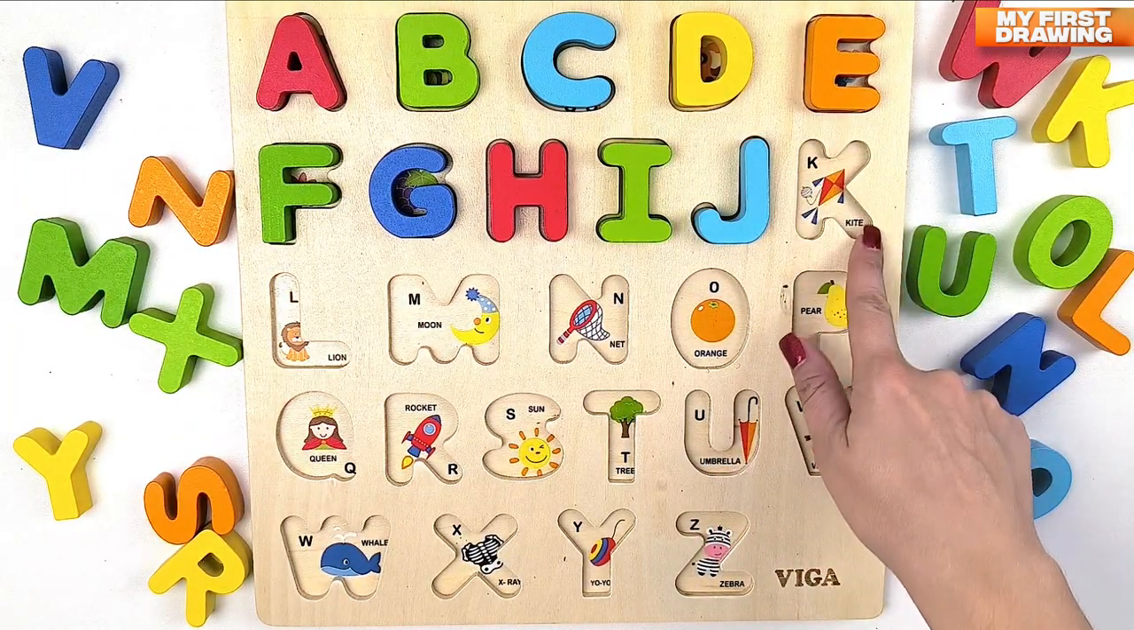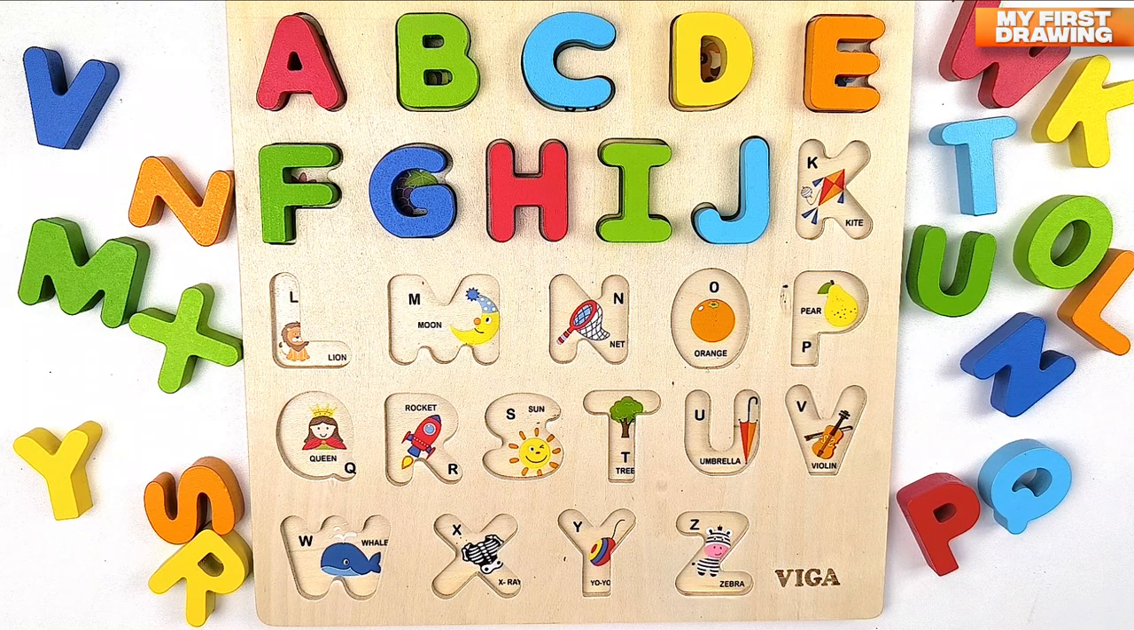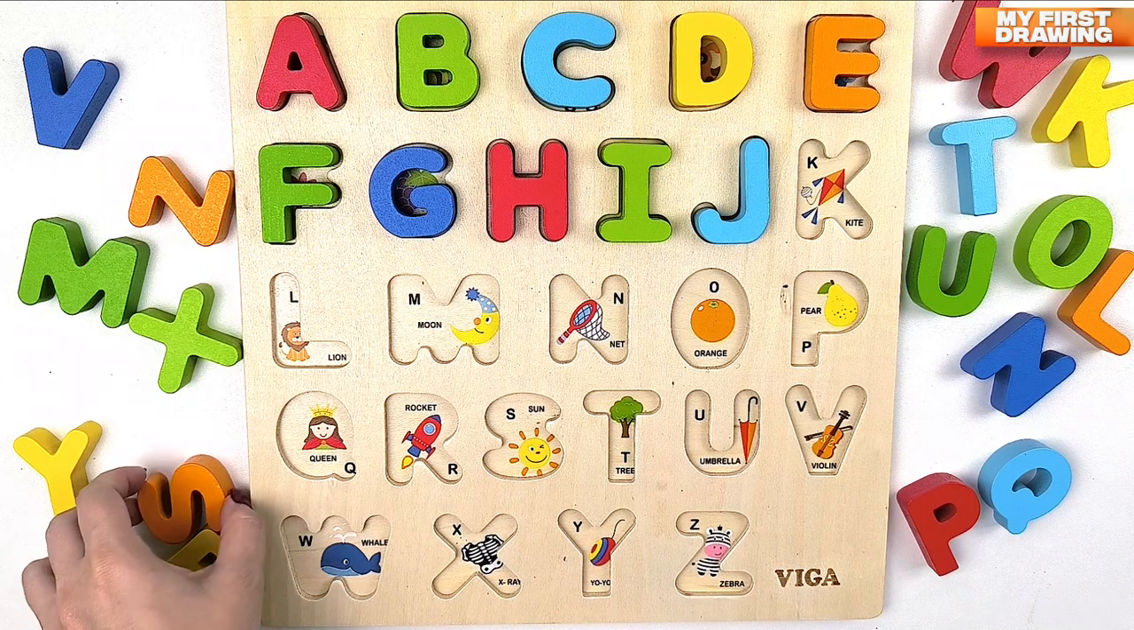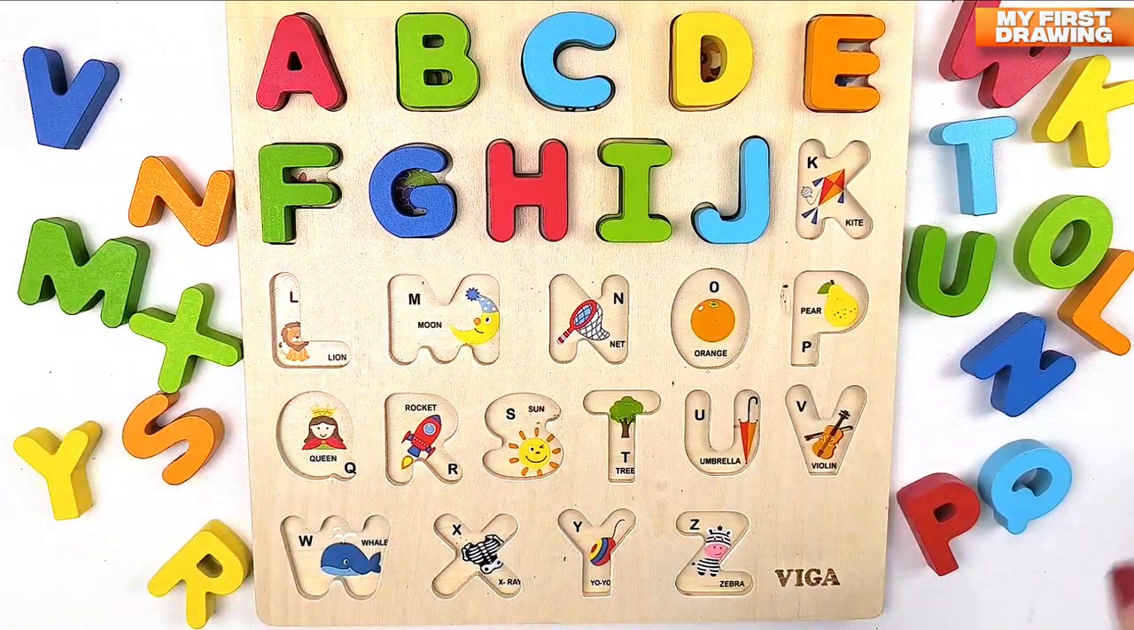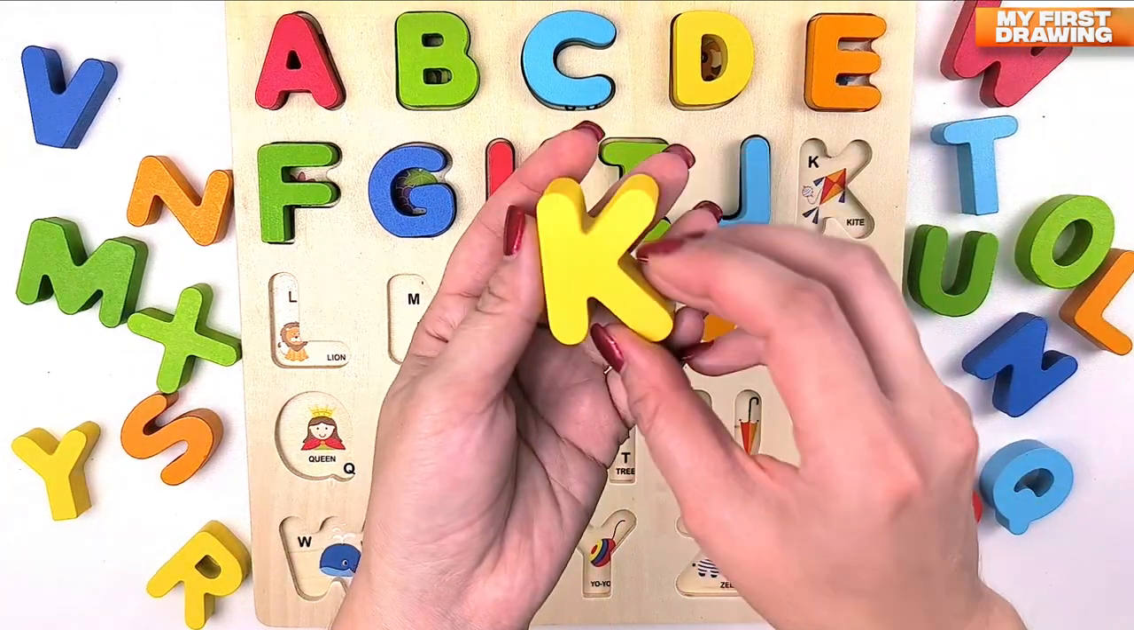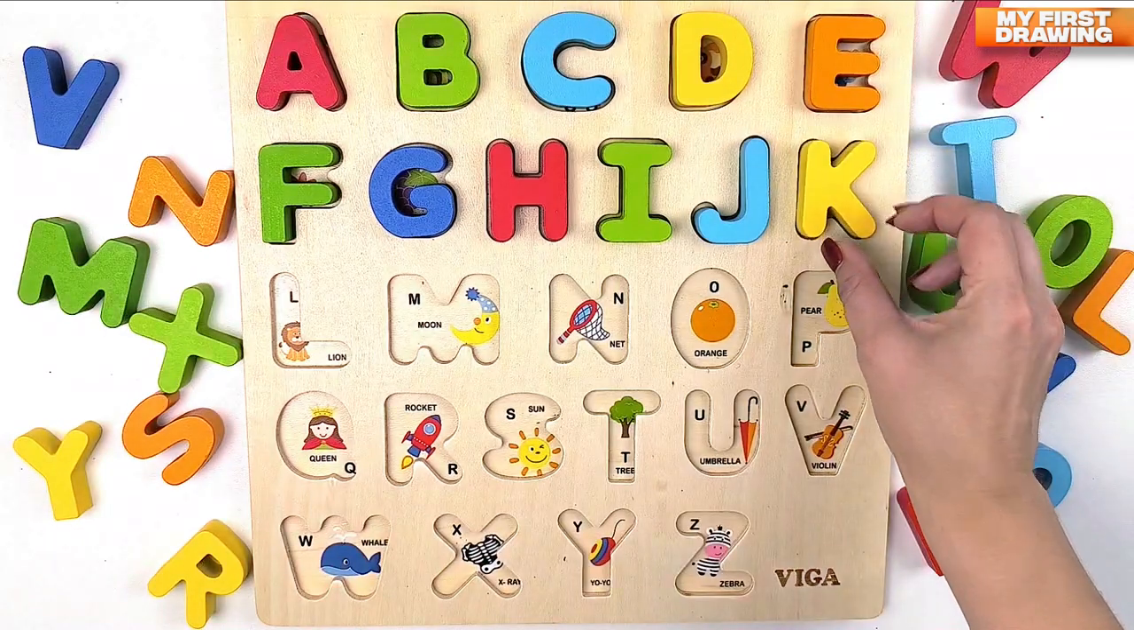Letter K is next. K is yellow. Do you see yellow letter K here? Let's try to find. Maybe this one? No, it's not yellow. It's orange. Super you. Yes, this is the letter K.